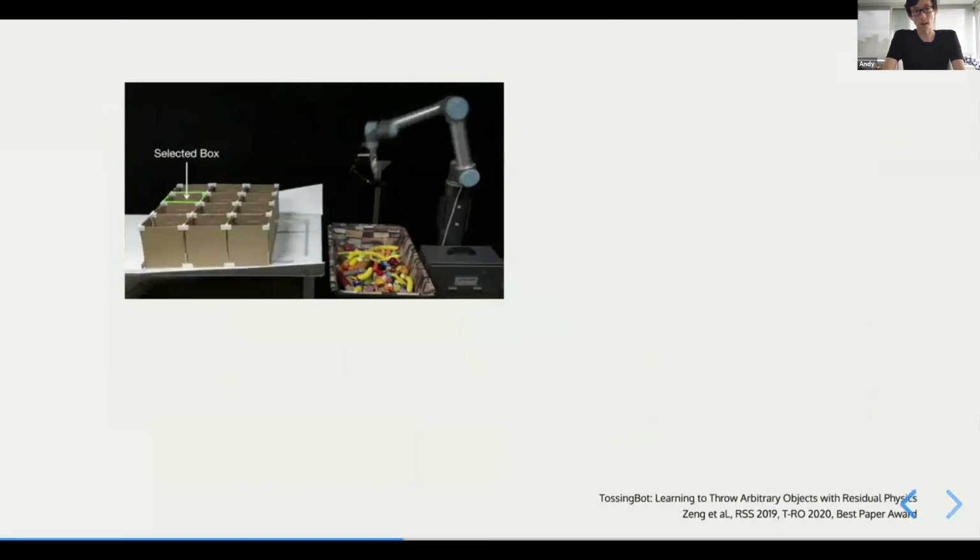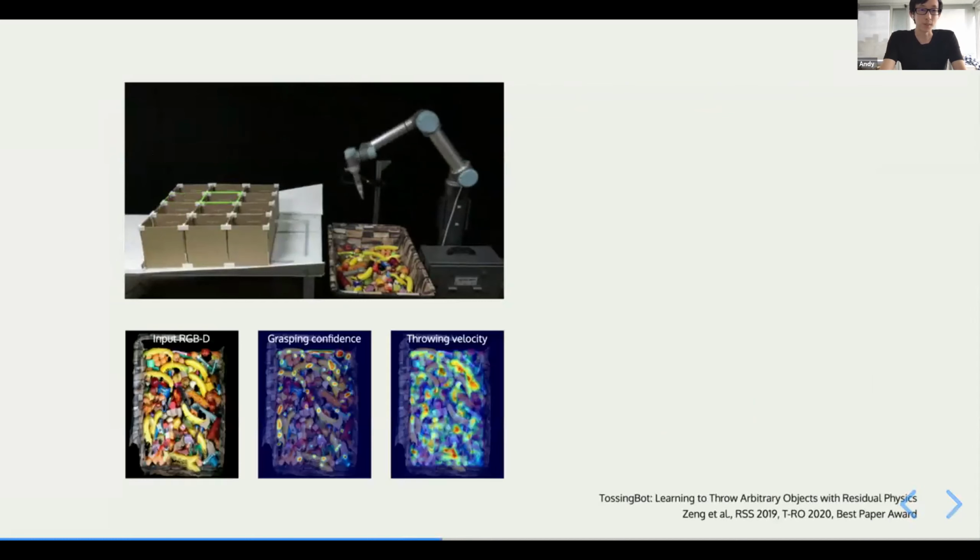So one cool part about turning the manipulation problem into a shape classification is that you can now do the same thing for other motion primitives. So for example, in TossingBot, we trained the models to not only predict the dense grasping confidence scores, but also to densely predict tossing velocities. And the idea there being that the shape of an object could also inform how to throw it.